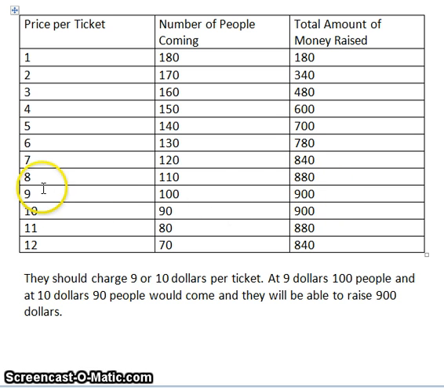You can tell in this table that 9 and 10 have the same amount of money, which is the highest amount, which is $900. So they should charge $9 or $10 per ticket. At $9, 100 people, and at $10, 90 people would come, and they will be able to raise $900. But thinking outside of this problem, if they would want more people to know this band, Tyler and the Tyanettes, it is better to charge $9 because 10 more people would come to the show.